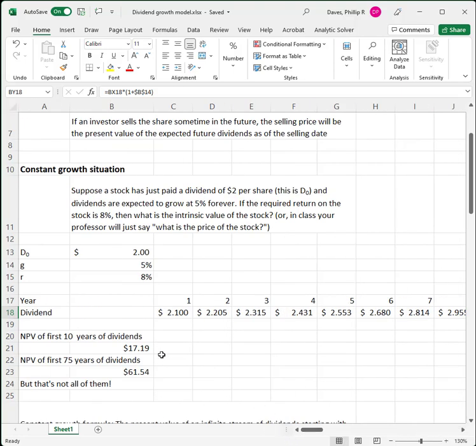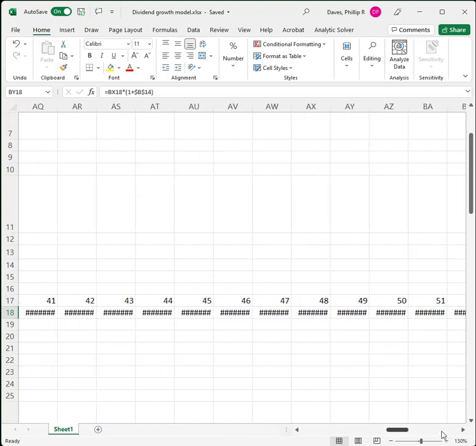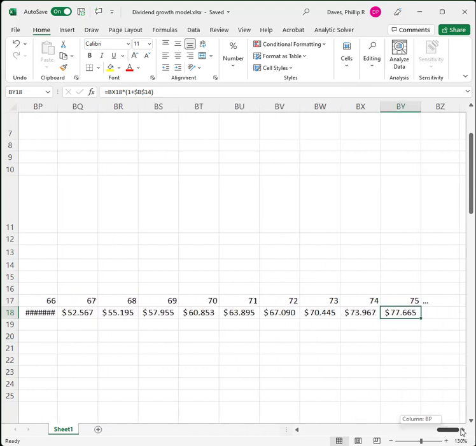Now, we're assuming that the dividends will continue growing forever, and so I've only done 75 years worth of it, but they would potentially go out forever and ever and ever.